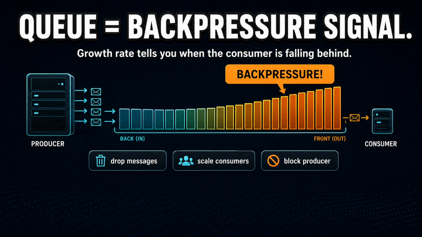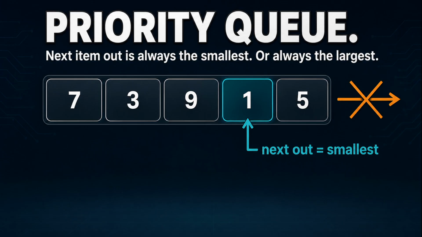Now, the third structure, a priority queue, drops the FIFO promise. Each entry has a priority number, and the next item out is always the smallest, or always the largest, depending on which kind you built. Insert and remove top still need to be fast, even though the queue is reorganizing itself every time.